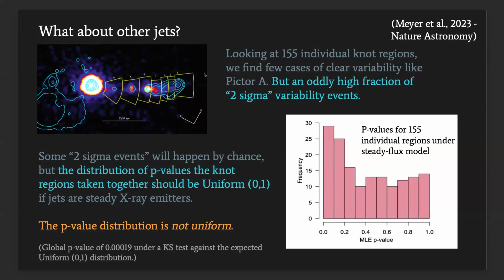But we kept finding these 2 and 3 sigma events, which was very provoking. And so I said, okay, we're not going to do these as individual things. We're just going to look at the population and see if there's a variability signal here. It's too noisy, if you will.